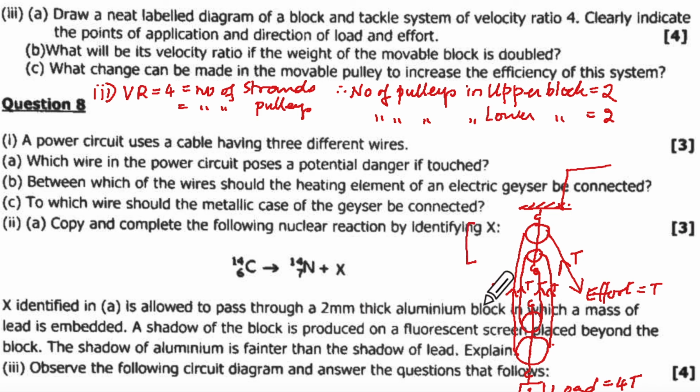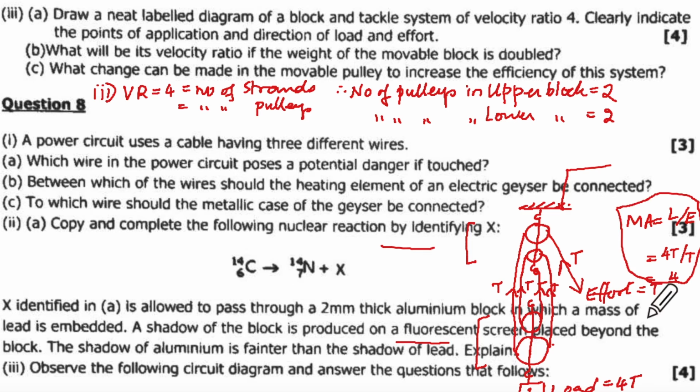Then you show this and you show this. What will you write here? Upper block. What will you write here? Lower block. Did you understand? And even if they don't mention it, just write over there MA equal to L upon E, that will be equal to 4T upon T, and that is equal to 4. Just mention this in one corner. You can show it even here, but I don't have space.